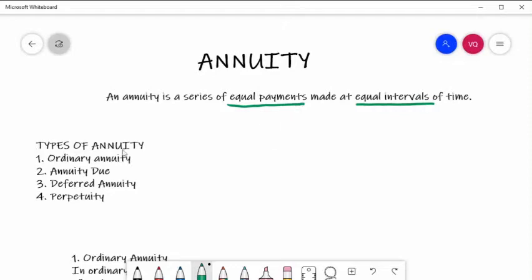So we have types of annuity. Before I forget, annuity ay nakabase din sa compound interest. Okay? Dapat may compounding yung interest mo. Let's say, annually, quarterly, semi-annually, bi-monthly, and so on. Yung interest, nominal interest. Okay? So, types of annuity, we have ordinary annuity, annuity due, deferred annuity, and perpetuity. But in this video, we will focus on ordinary annuity muna.